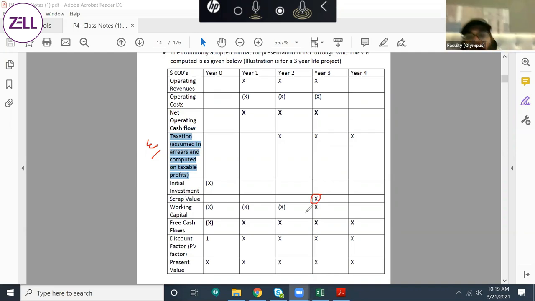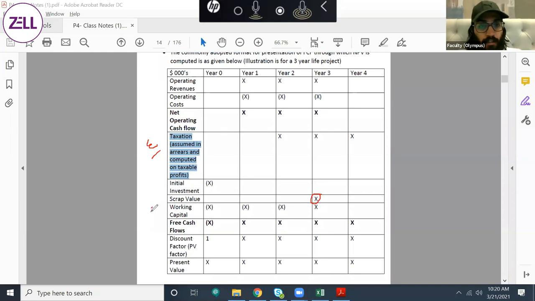Can you tell me why the scrap is written in year three? Because the illustration is for a 3-year life project. So after 3 years, right. It goes in after, because I can only scrap my capital assets once my project is complete. I'm not going to sell my laptop unless and until my work is done. Once my work is done, I'm going to sell it. That's the year when I receive the scrap.